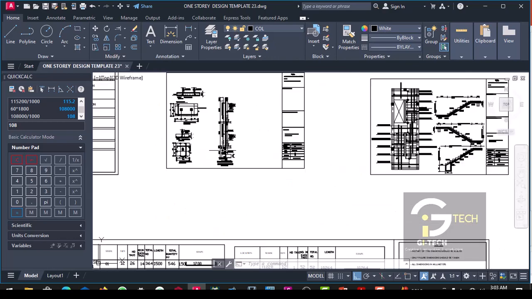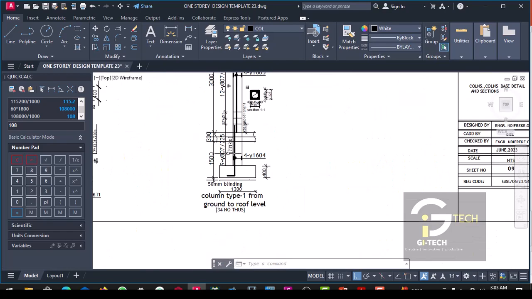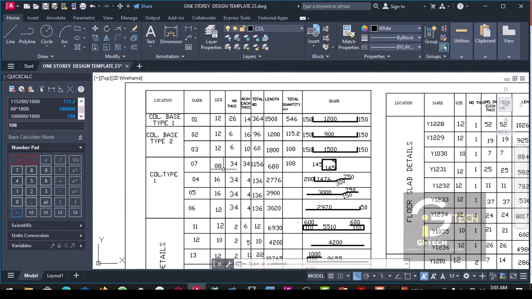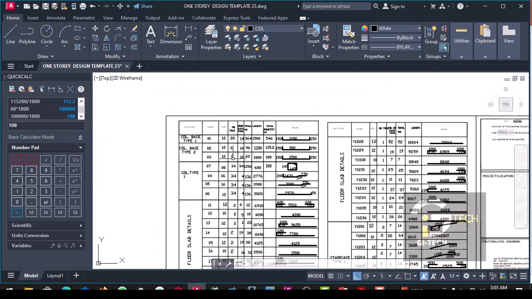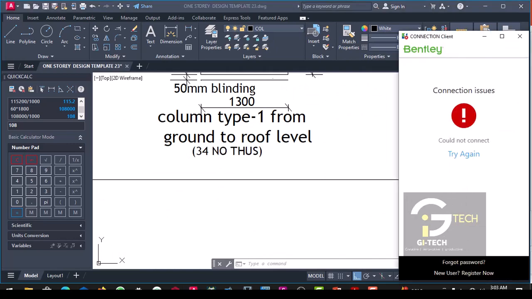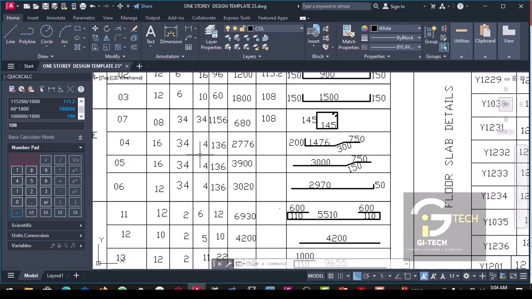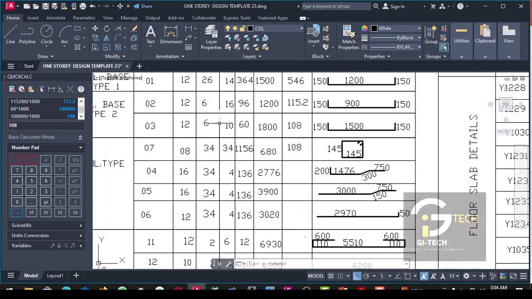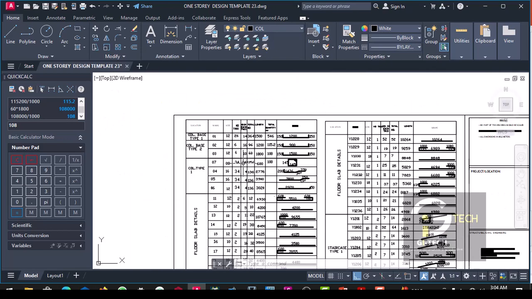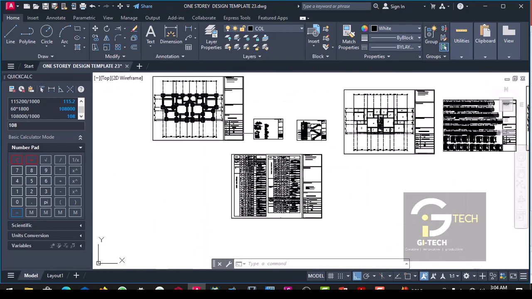So you have to calculate the link, and the link size is diameter 8. Then the number of columns is 34. That is why we have the 34 here. The number in each of this.